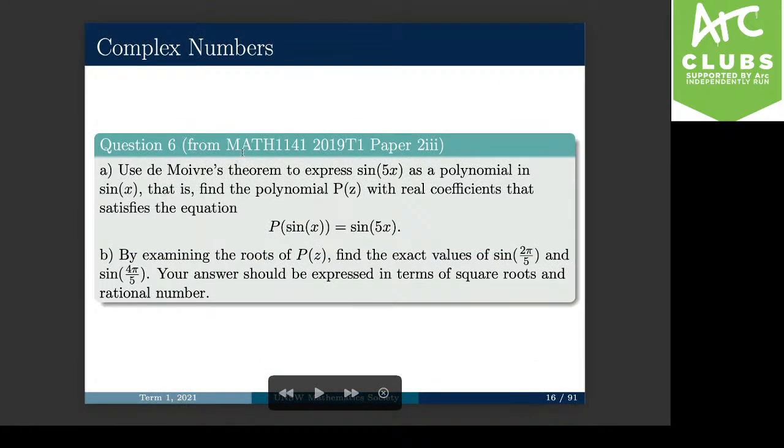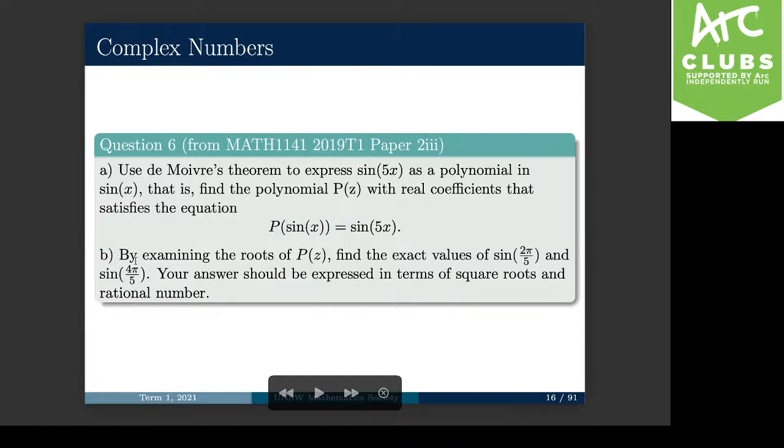This is also from the MATH1131 2019 T1 paper. For complex numbers, part A, you try to use De Moivre's theorem to express sine 5x as a polynomial in sine x. That is, to find a polynomial p(z) with real coefficients that satisfies the equation. So you're trying to find sine 5x in terms of sine x.